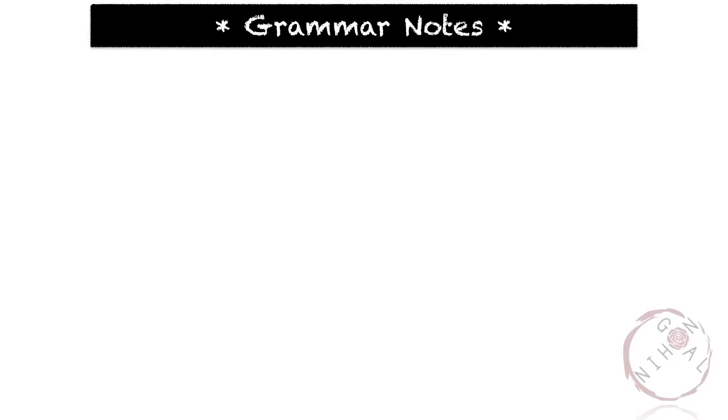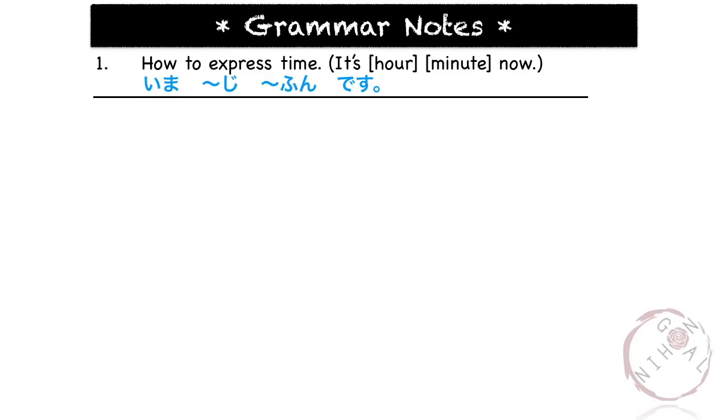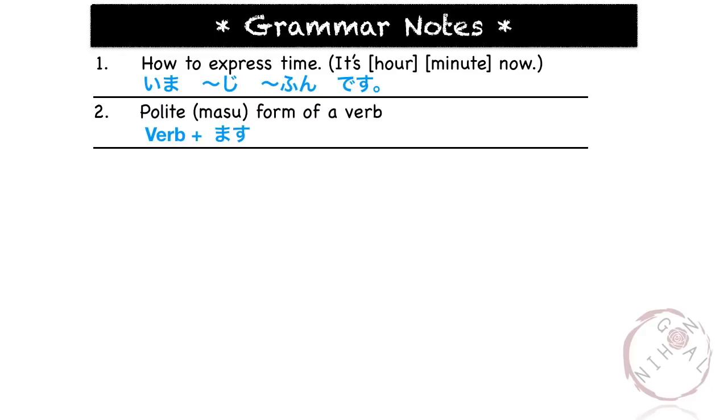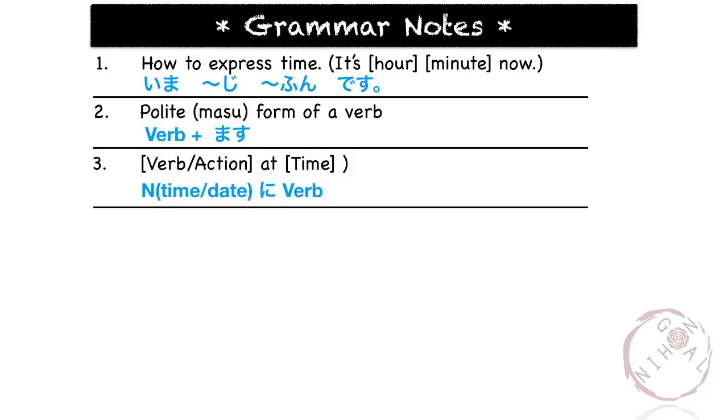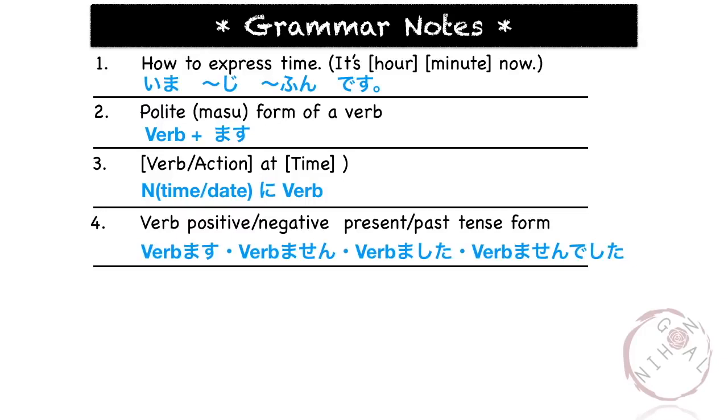So let's review the grammar points that we've learned today. First is how to express time. 今、何々時、何々分です。Next is the polite or the masu form of a verb. Verb masu. The next one is how to say that a certain action happens at a certain time. Time に verb. We've also learned the positive or negative present past tense of a verb. Verb masu, verb masen, verb mashita, verb masen deshita.